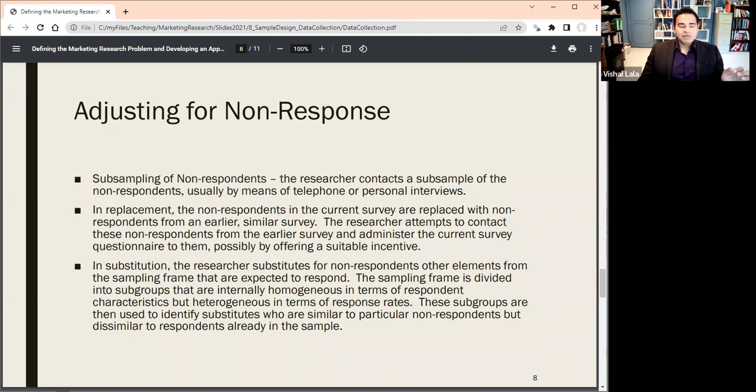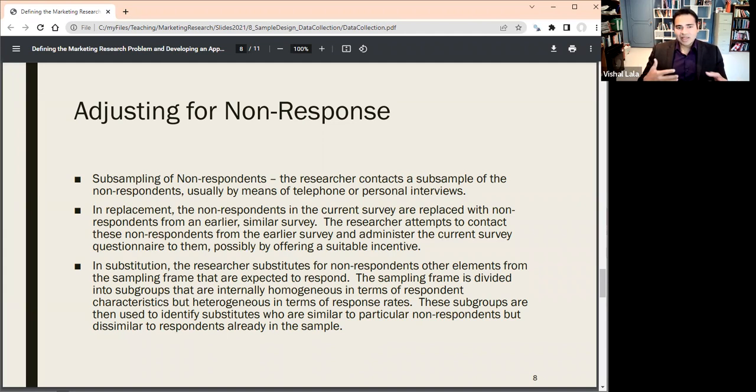Okay, now if you have non-response, then there are ways of adjusting for non-response. And here are some ways you could adjust for non-responses. If you find you've got folks who didn't respond, you can contact the non-respondents or a subsample of non-respondents by a separate medium. So if you send a web-based survey that didn't yield responses from some people, then you contact those people using phone or person interviews.